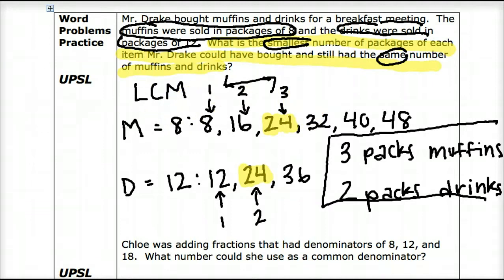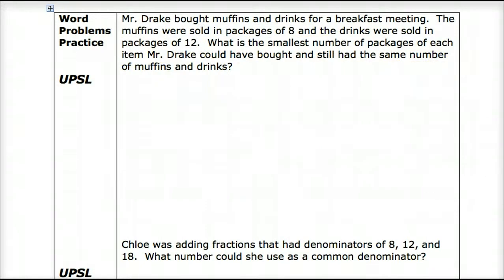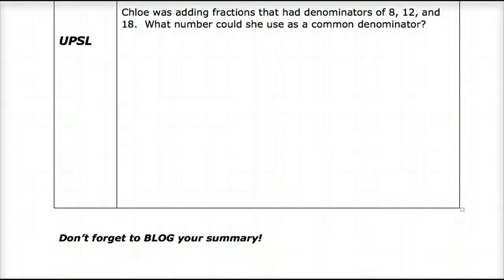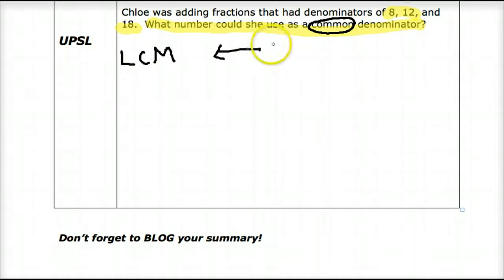Now let's take a look at the second example that we have here. The second question says that Chloe was adding fractions that had denominators of 8, 12, and 18. What number could she use as a common denominator? So we want to find what number could she use as the common denominator, and that her denominators are 8, 12, and 18. So if we want to find a number they have in common, we know we're looking for the LCM, and we're going to list our numbers from left to right.